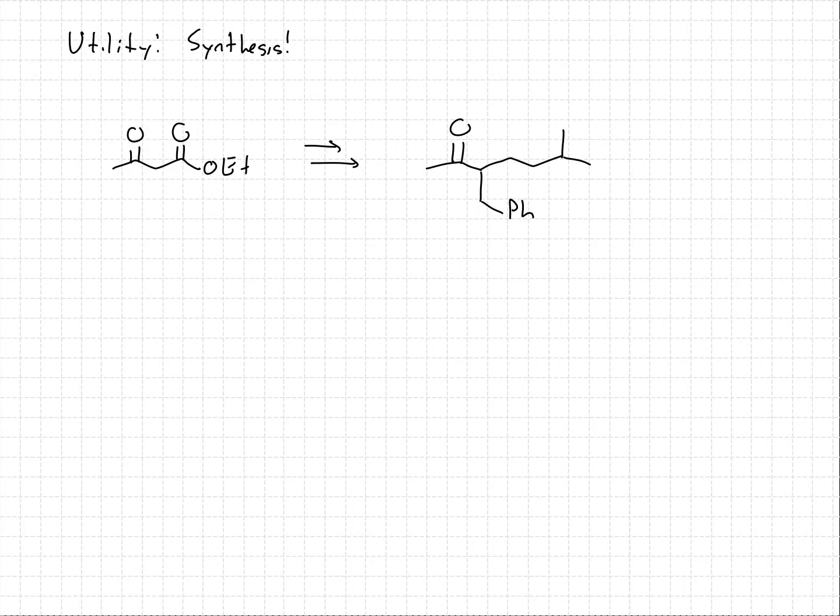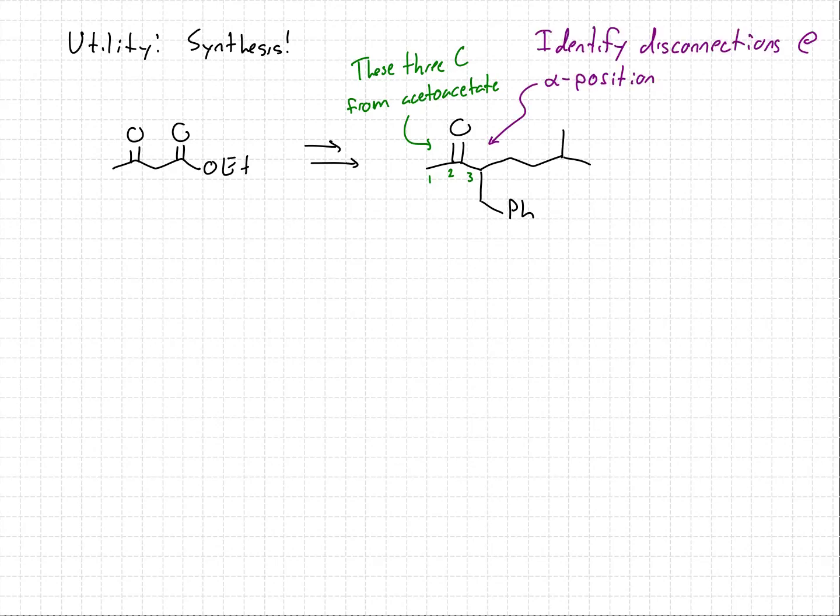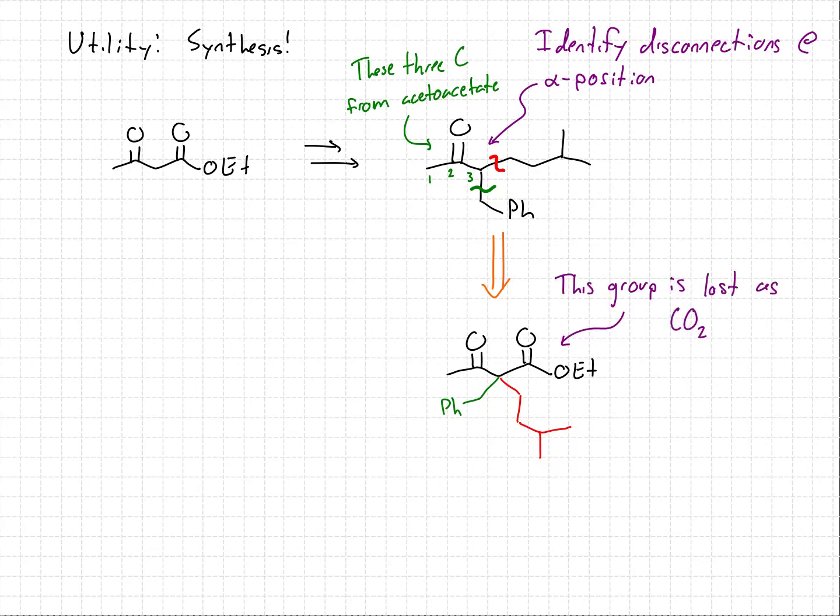For instance, if we were to walk through the synthesis here of this compound starting from ethyl acetoacetate, where would we start? How do we analyze this problem? Well, first, we can locate the 3 carbons which are going to be derived from acetoacetate. It's these 3 on the left containing that carbonyl group. We can then identify disconnections at the alpha position to identify the electrophiles that we'll need to add during the process. Here's one, and here's another. We can then work backwards to draw the product of our process before decarboxylation has occurred. Remember that the ester group from our starting material is going to be lost to CO2.